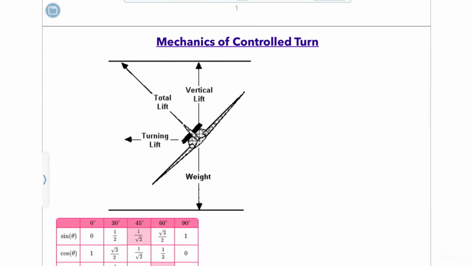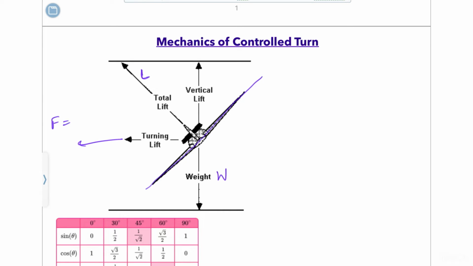So in this, a bit of trigonometry will come. As we are aware, there is a total lift as the aircraft banks. The lift will be acting perpendicular to the wing. So this is the wing. The weight is acting downwards. There is a centripetal force which is acting inside.